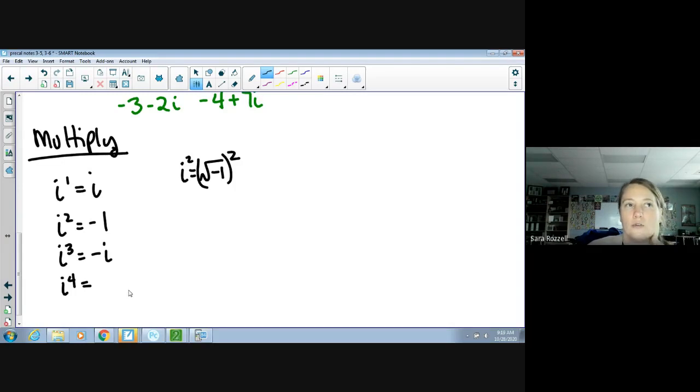And then i to the fourth power, it is just 1, right? Because you can square i squared, -1 times -1, and that makes 1. And after this, it just repeats. So then if you go i to the fifth, it's just going to be i. Sixth is -1. Seventh is -i. Eighth is 1. Ninth, 10th, 11th, 12th, 13, 14, 15, 16. So it just goes in a cycle like that.